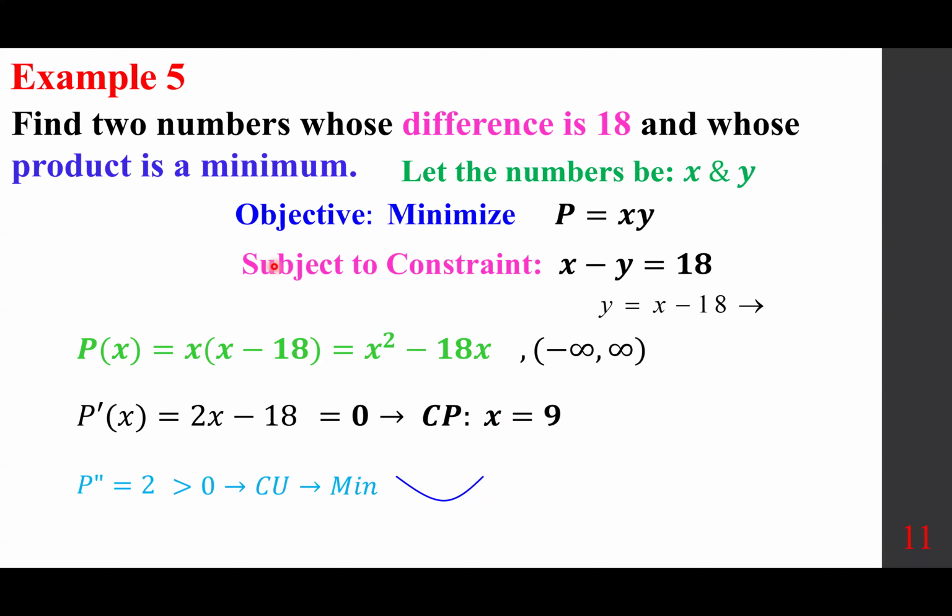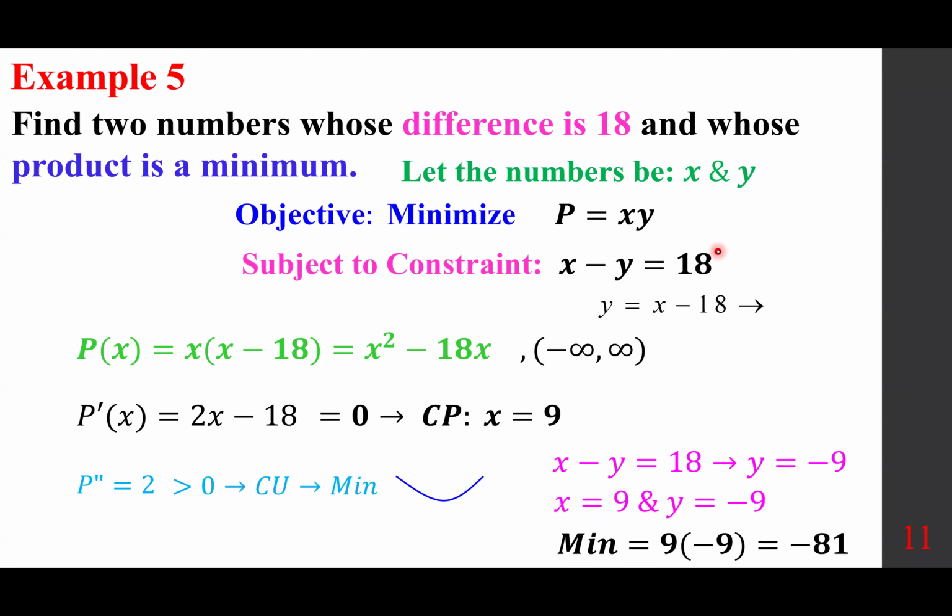If I put the 9 back into the constraint, 9 minus what number is 18? It is negative 9. So the two numbers are 9 and negative 9. Now, if instead of x minus y we had y minus x, then y would be 9, x would be negative 9. It doesn't matter. The two numbers are given. What is the minimum value? 9 times negative 9, which is negative 81, everybody.